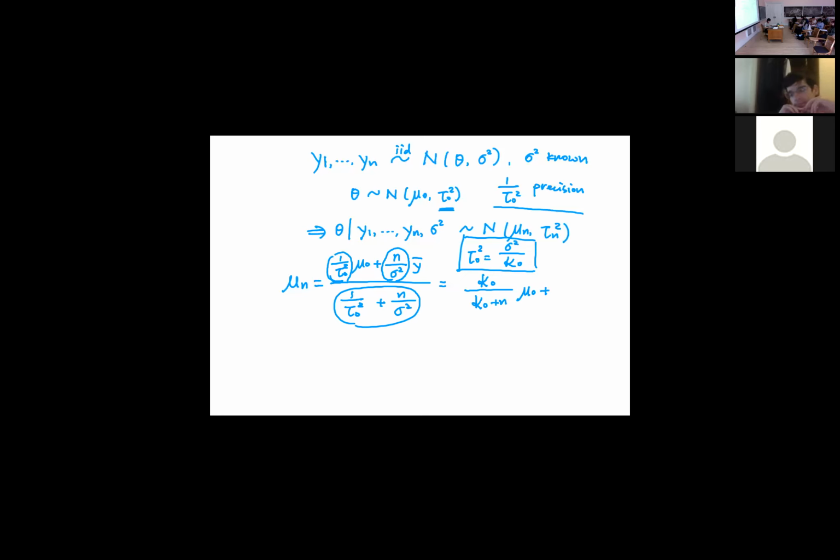And no matter which form you use, the general story is the posterior mean is a weighted average. So these are the weights, and these are the prior mean and the sample mean. Even if you write it this way, say this is A1 and this is A2, then the weight for mu 0 will be A1 over A1 plus A2. So no matter which way you look at it, it's the same thing.